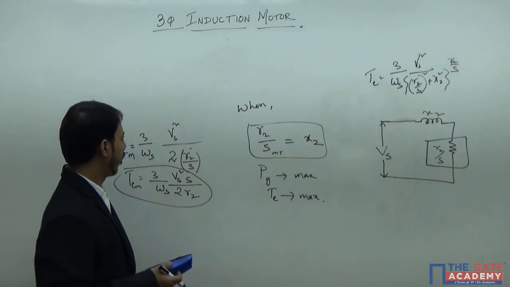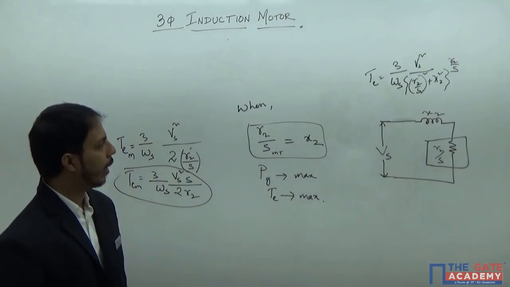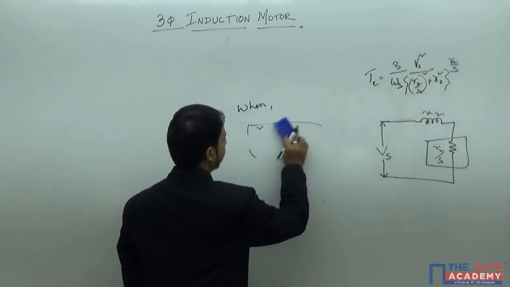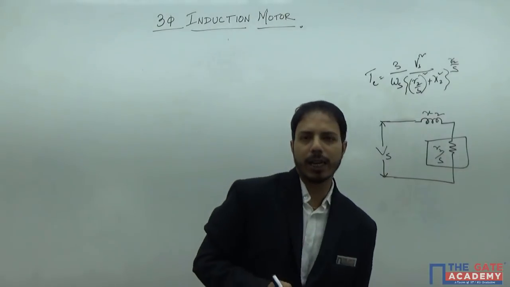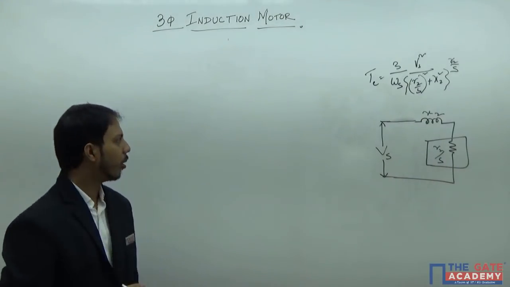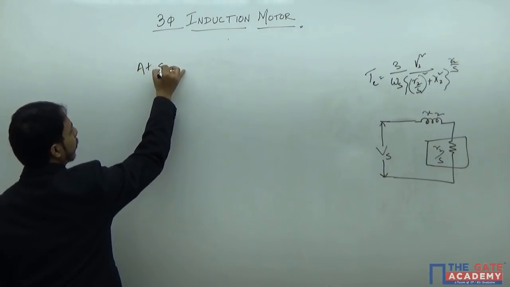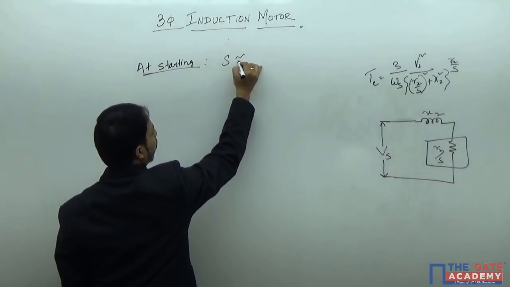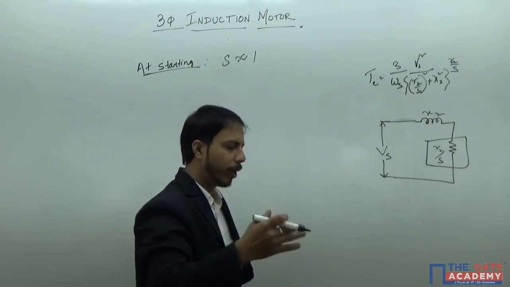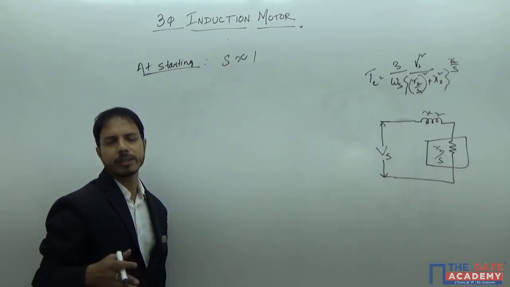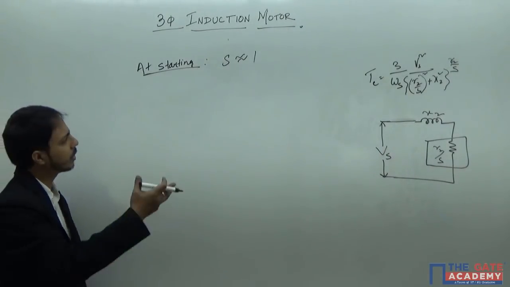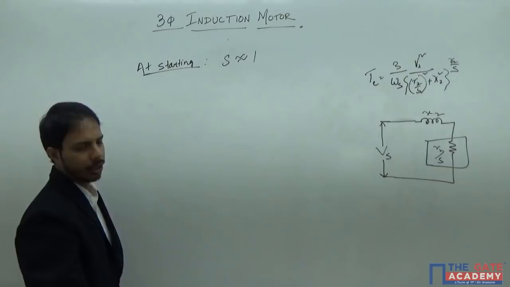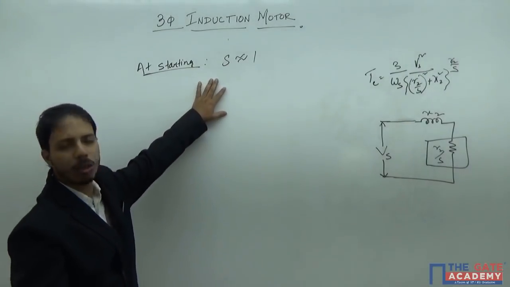Similarly, what we can do now is find a relationship between torque and slip. So this is important. Torque-slip relationship. At starting, we know that the slip is going to be 1. It will start from 1, then 0.99, then 0.90, then 0.8, and so on. The slip will decrease, and it will go till S is equal to 0. So let me say that the slip is almost equal to 1.